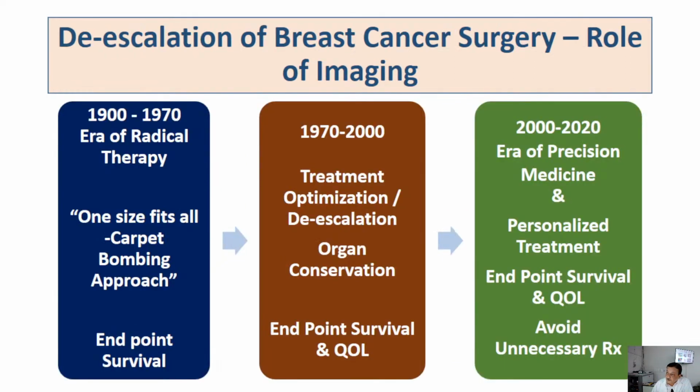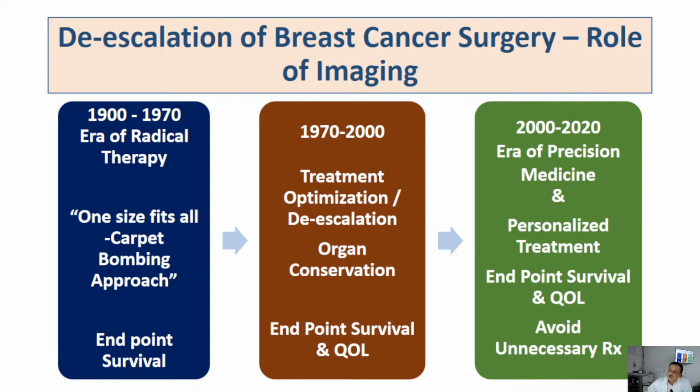So you can divide this last 100 years of modern breast cancer treatment into era of radical therapy, where we used to use everything in your hand, remove the entire breast, remove all the lymph nodes, give chemotherapy to everybody, give radiotherapy to everybody. So we used to bombard the patients. The end point was survival, whether patient is living or not.